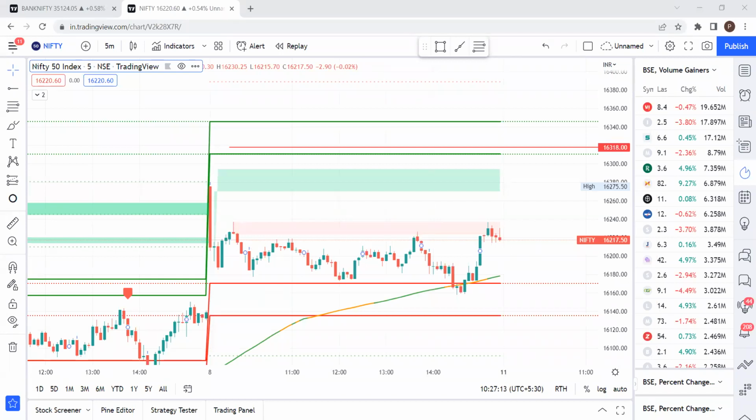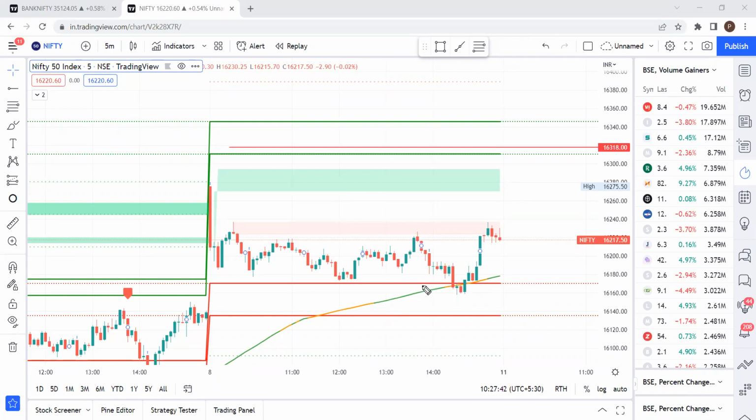Okay, how is this possible, sir? Yeah, because when it comes down, on the first attempt, when it touches here, it will reverse. And then in the second attempt, it will try to break this line and it will come and find support on this line. This is the maximum support level. If it comes here and reverses from this level, I will be taking a trade.